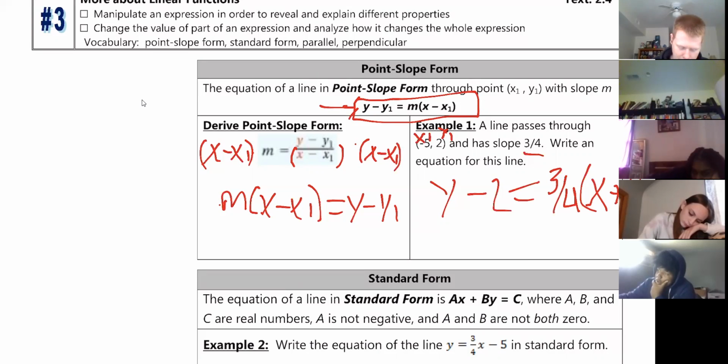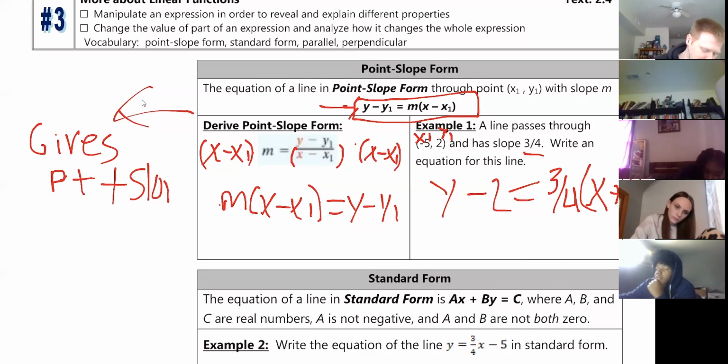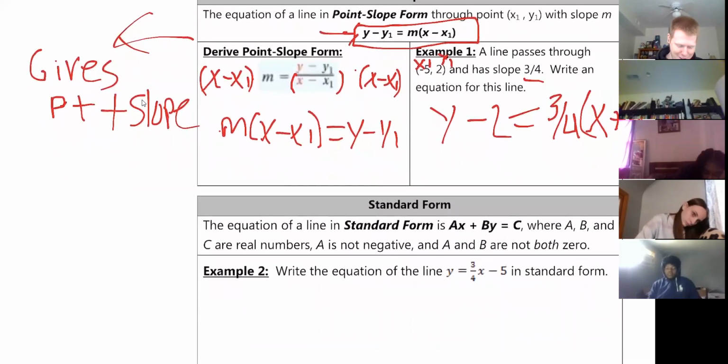Basically, when you plug it into this formula, it's always the opposite sign of what you started with. Like this is a -2 here, and this is a +5. That makes sense. But this is point slope form. What it gives you, obviously it's in the name, is a point on your line and your slope. I think that's a dead giveaway from the name. It is called point slope after all.